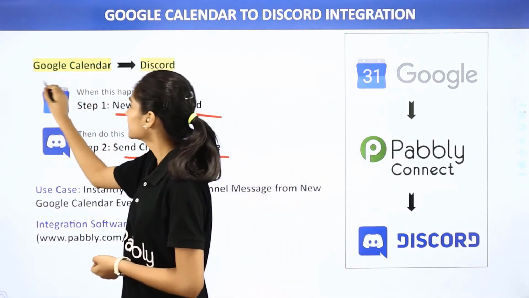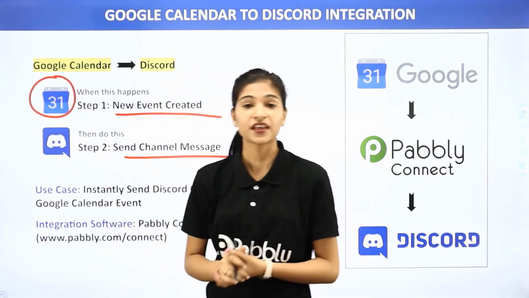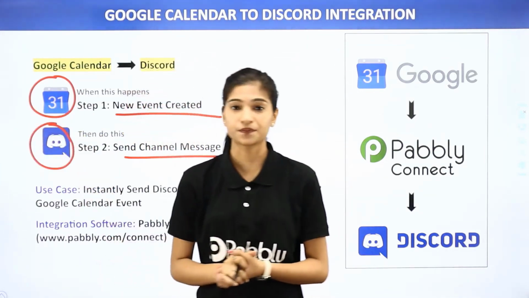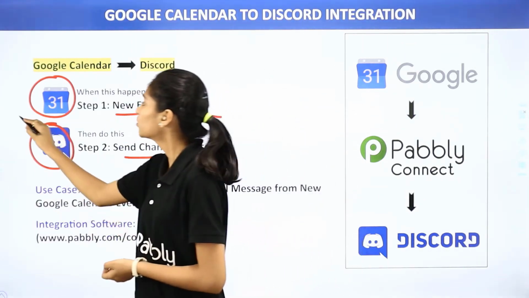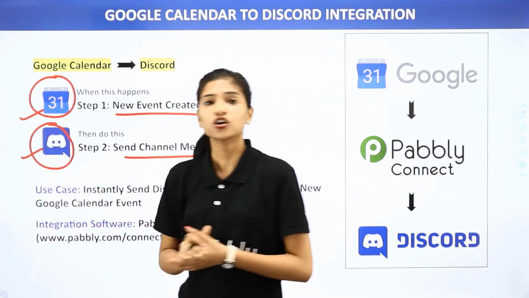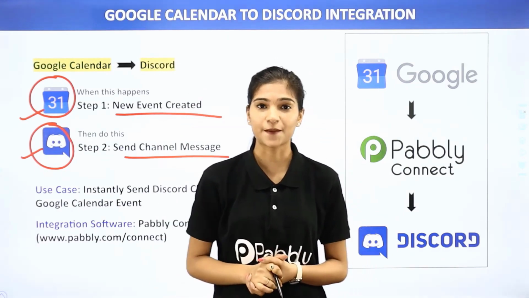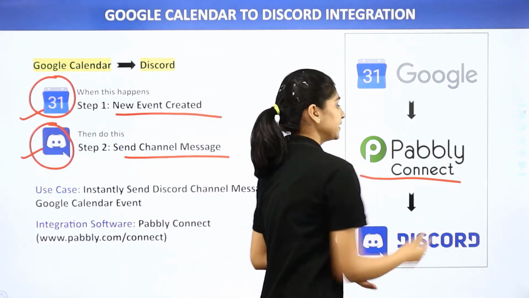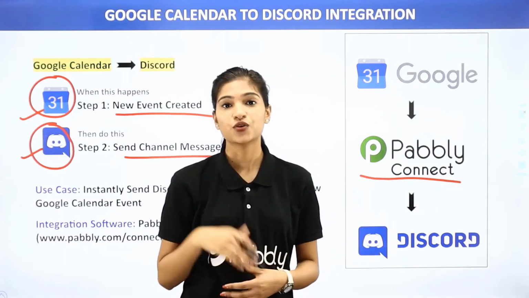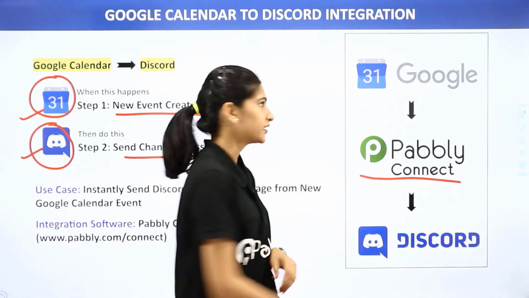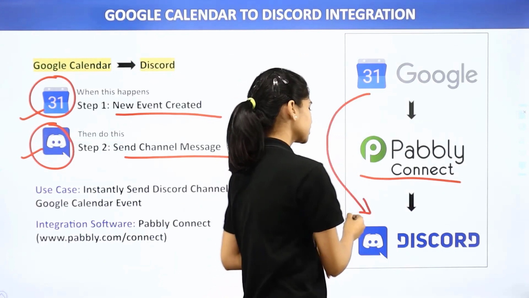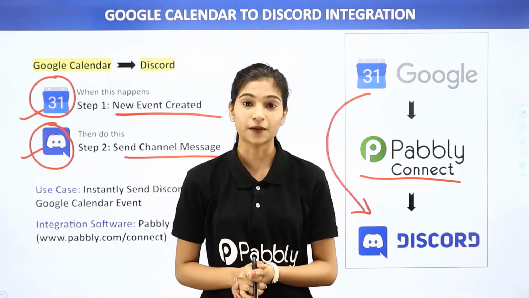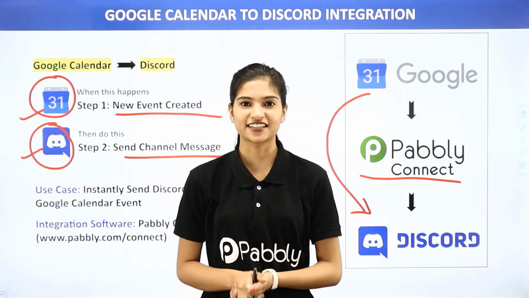So Google Calendar is a calendar service by Google, whereas Discord is an online chat and communication platform. The issue here is that Google Calendar and Discord don't have any integration between them, and that is why we are going to use Pabbly Connect. So Pabbly Connect is an integration software which will help you to transfer data from Google Calendar to Discord. The best part here is you don't require any knowledge of coding. So let me show you this on my screen.